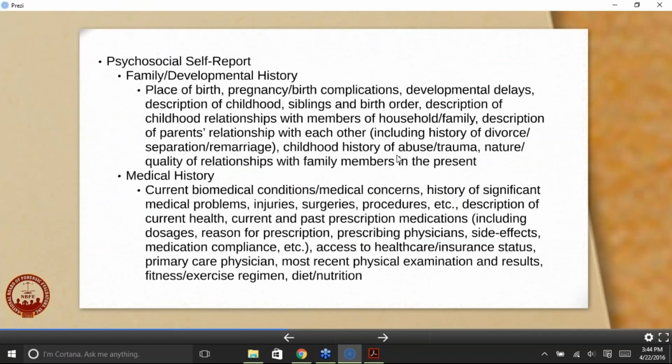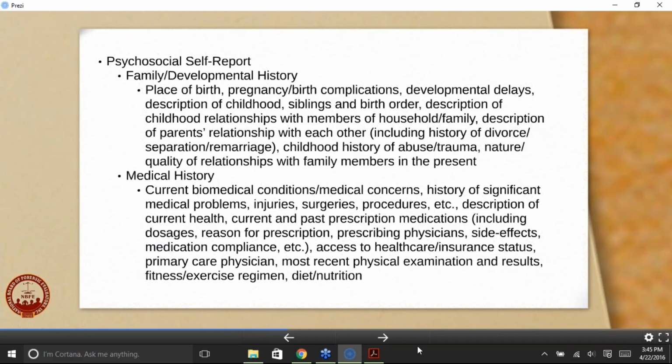So then, the next section of the psychosocial self-report is medical history. Here you talk about current biomedical conditions or medical concerns, history of any significant medical problems, injuries, surgeries, or procedures, the description of their current health, current and past prescription medications, including dosages, reason for prescription, prescribing physicians, side effects, medication compliance issues, that sort of thing. What is their access to health care? Do they have insurance or not? Do they have a primary care physician? And what are their most recent physical examination and results, their fitness and exercise regimen, and their diet and nutrition?